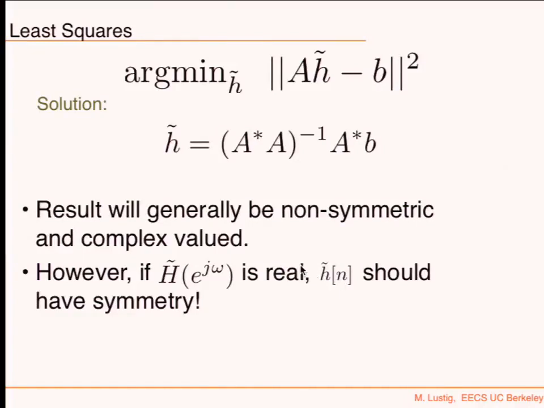Is that right? Okay, it should also be real and symmetric. So in that case, we only need to solve for half a filter, right? Just one side of the filter, and then we can just replicate, and that will guarantee our result. So here's what we're going to do. Any questions about this? How you construct this?